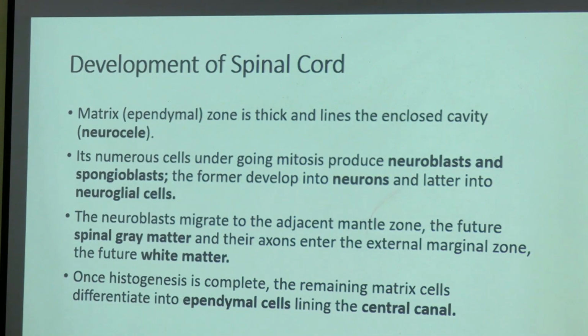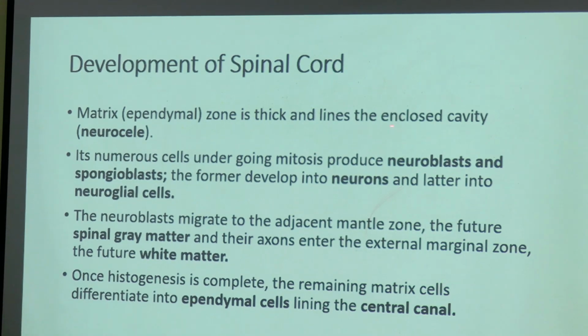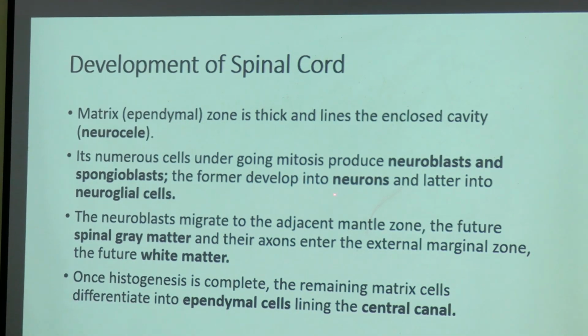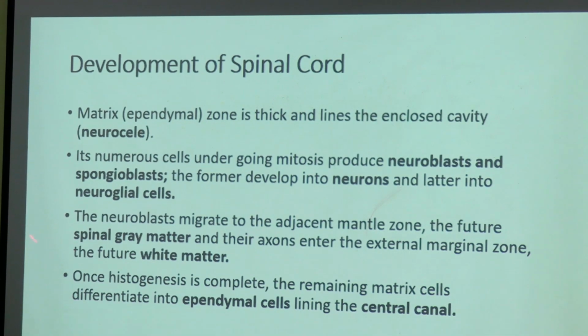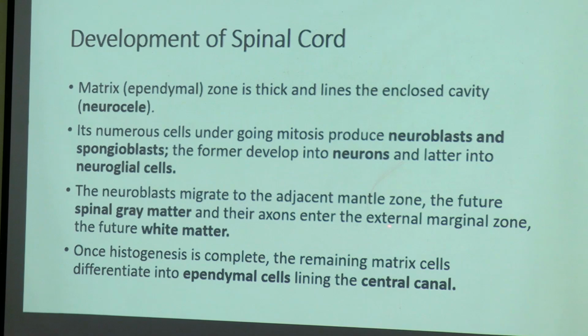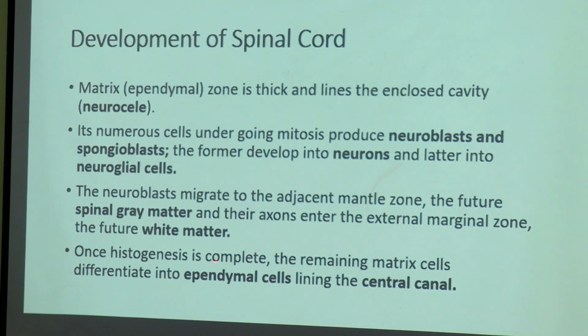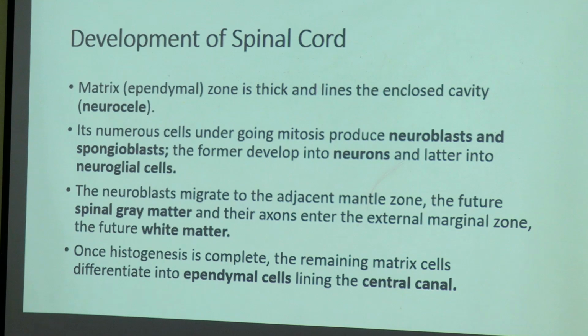Next, the development of spinal cord. Matrix zone is thick and lines the enclosed cavity called the neurocele. Its numerous cells undergoing mitosis produce the neuroblast cells and spongioblast cells. The former develops into neurons and the latter develops into the neuroglial cells. The neuroblasts migrate to the adjacent mantle zone. It is the future spinal grey matter, and their axons enter the external marginal zone to form the future white matter. Okay. Once histogenesis is complete, the remaining matrix cells differentiate into ependymal cells lining the central canal of your spinal cord.